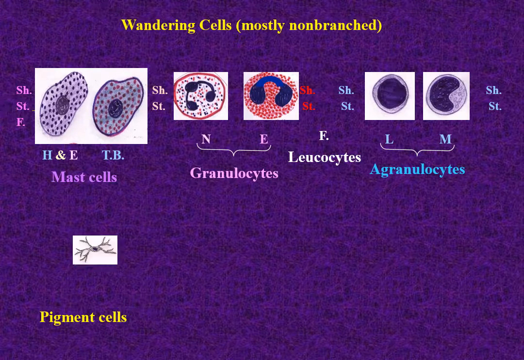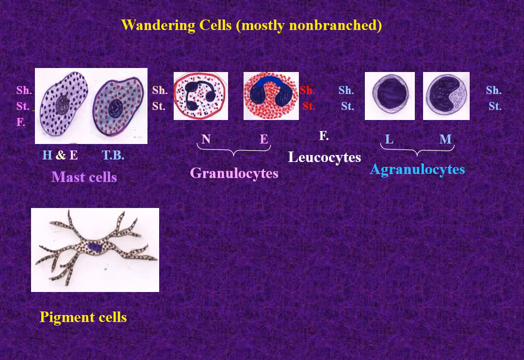Pigment cells, or chromatophores, or melanophores. They are small branched cells abundant in the connective tissue of the skin. The nucleus is small and dark. The cytoplasm is rich in melanin pigment. Function. Storage of melanin, which protects against ultraviolet rays of the sun.